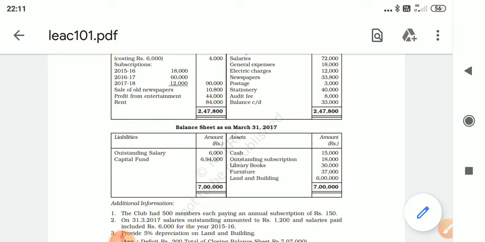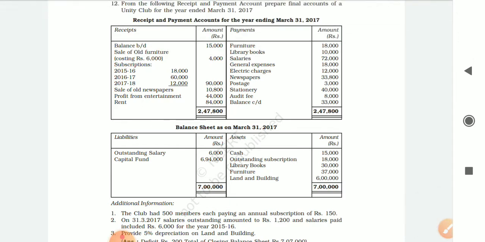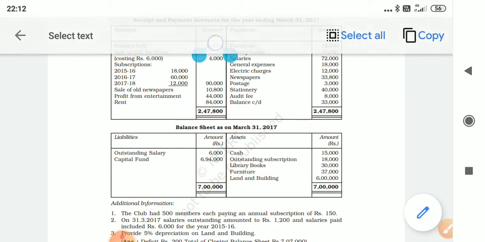Provide 5% depreciation on land and building. Okay. So, let us start with the sum. My advice as usual will be to open income and expenditure account, leave around 20 lines, then open current year's balance sheet, that is balance sheet as on 31st March 2017. Open these two statements simultaneously so that we can put all the amounts here and there and at last we will do the balancing part. This balance brought down will come in the opening balance sheet, which is here.